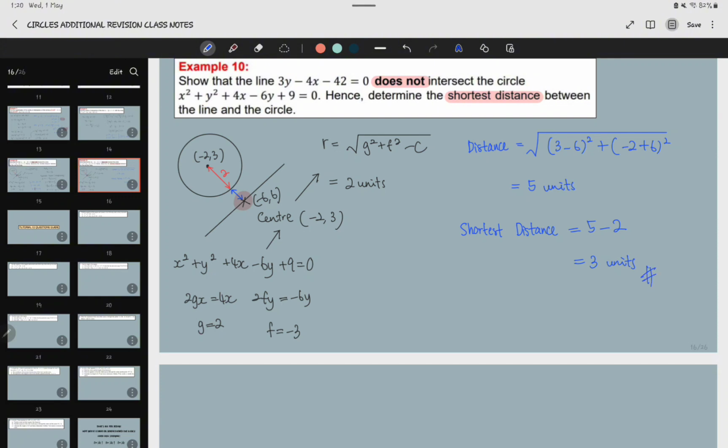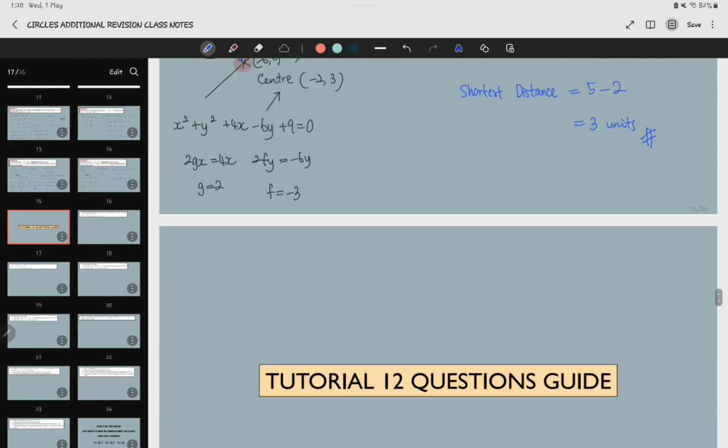So remember, whenever we are talking about circles, the thing that you should already master is center, radius, how to form the equation, how to find perpendicular bisectors, tangents, and so on. Okay, so this is it.